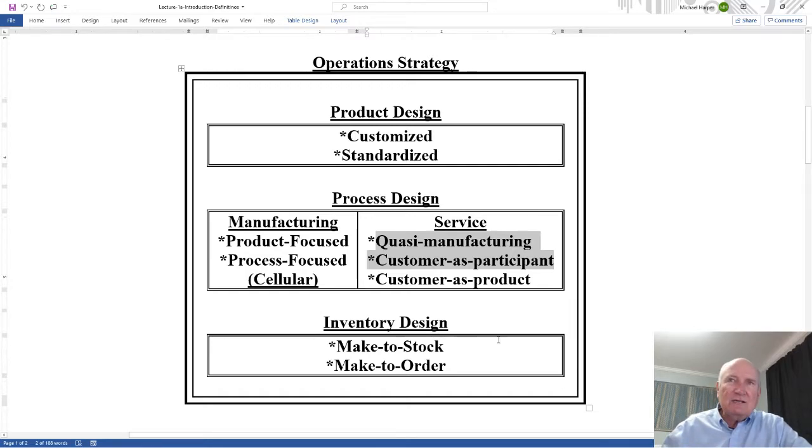Now, the last one is customer as product. A good example of this is the medical industry. When you go in for a procedure and you want an operation, you go into full anesthesia, you go under, you wake up, and all of a sudden, are you alive? Are you alive? Do you feel good? Was it successful? And so the customer is the product.